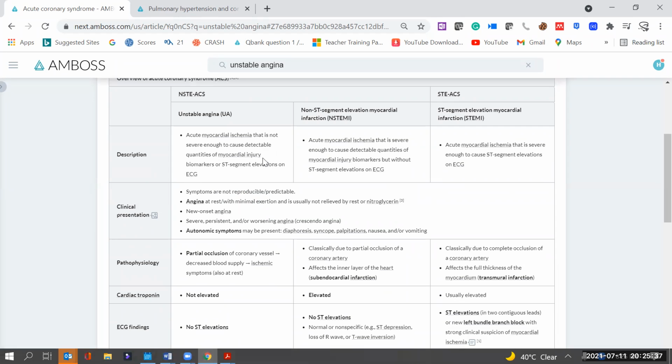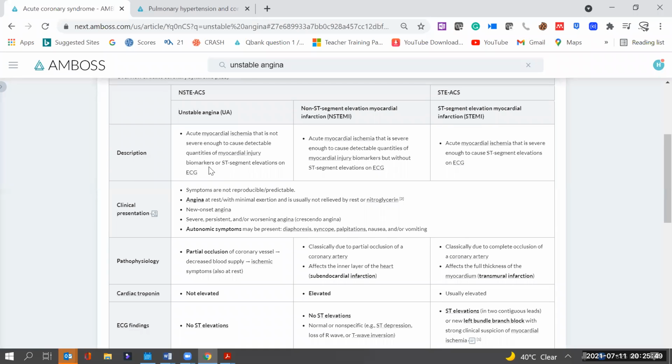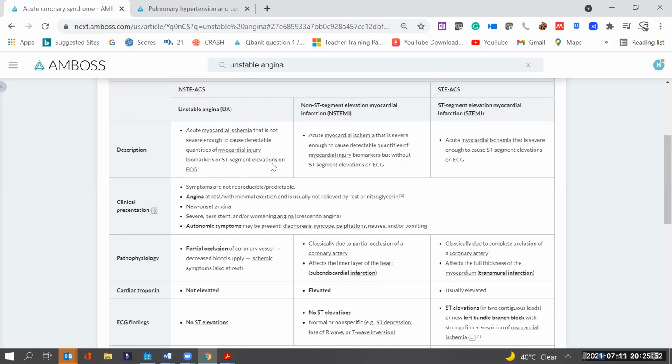What are the things that can give you a clue that there is injury? The biomarkers. Yes, so the biomarkers will not be raised in case of unstable angina. Biomarkers or ST segment elevation, of course, there will be no changes in the ECG because it's not significant enough. Damage is there, the lack of blood supply is there, but it's not enough to change the ECG or to increase the biomarker levels. No, you're not going to see that.